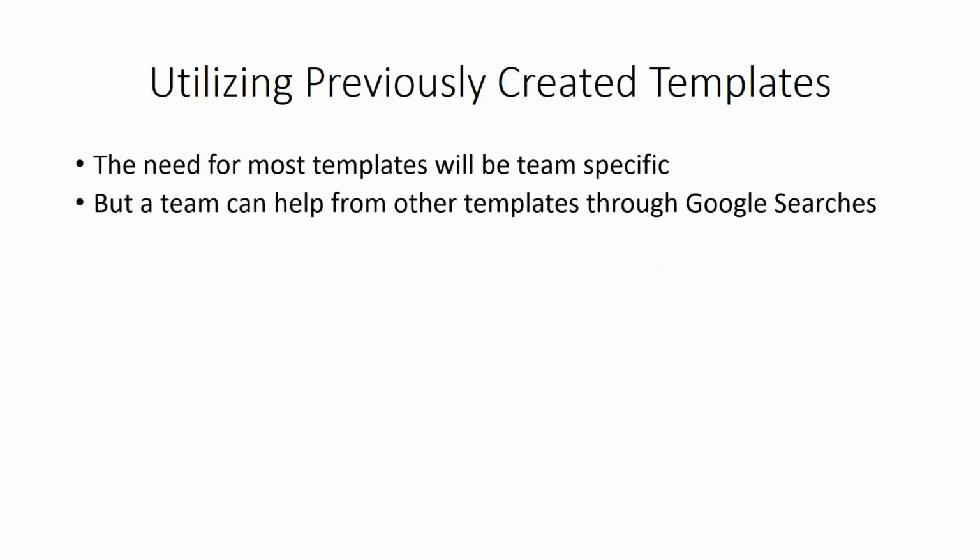Now, we've already discussed how you would create a template in order to use for future collaboration. How do you take previously created templates and use them to be more effective in your teamwork? Again, the need for most templates will be team specific. So there'll be things that you will need in order to get something done that you are uncomfortable with your efficiency. A team can get help from other templates that have been created before through Google searches.